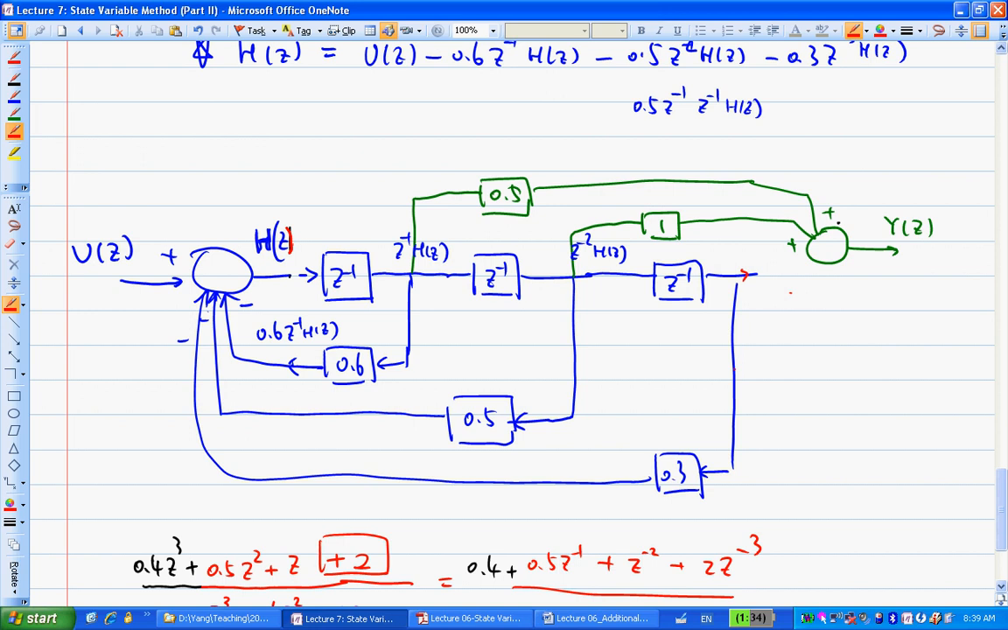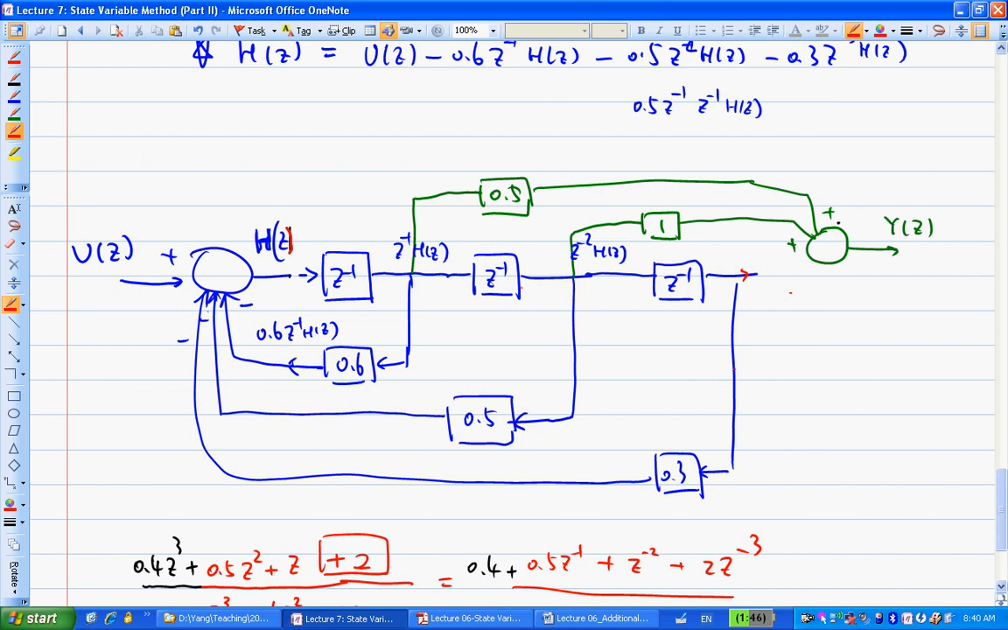So deriving the state space equation requires you to define a set of state variables. How do we define the state variables? This is actually the advantage of the simulation diagram. The rule of thumb is you can always define your state variables as the signal right after each one of the registers here. This is the delay register.